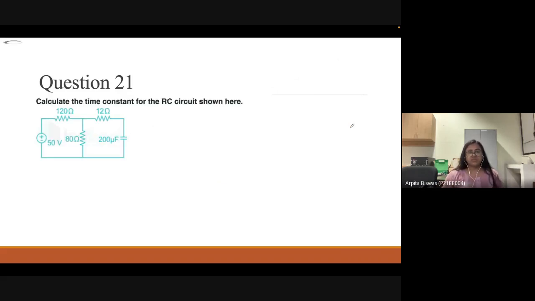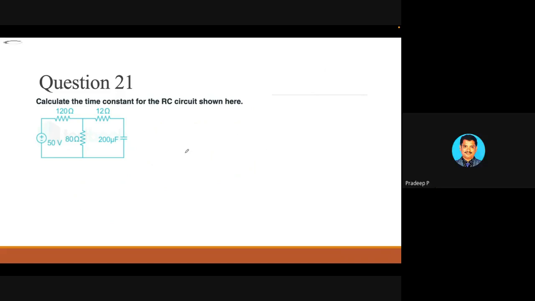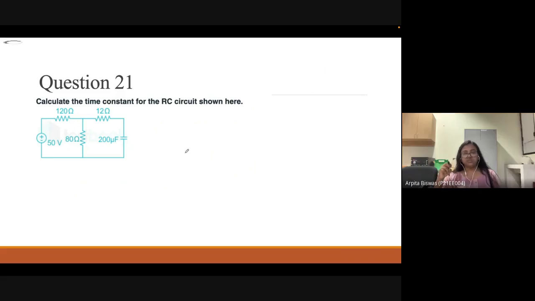Calculate the time constant for the RC circuit shown here. Please try to find it, and it will clear your doubts, I think. 120 parallel 80 plus 12 ohms multiplied by 200 microfarads. Okay, then what is the total value? Take your time, there is no hurry.